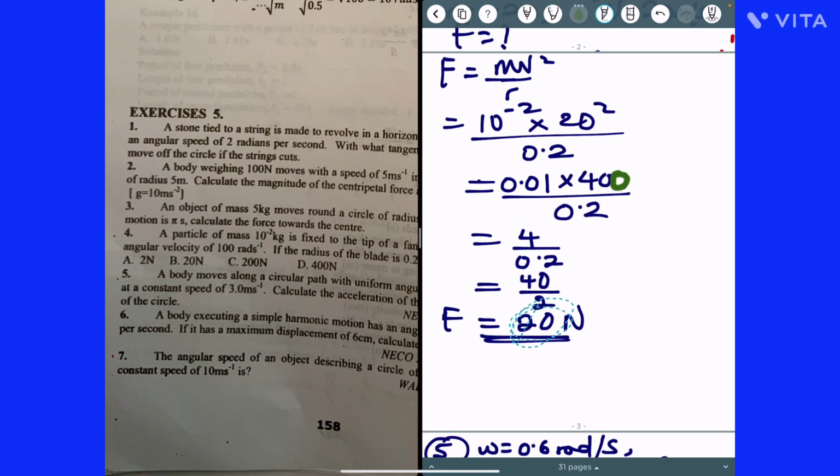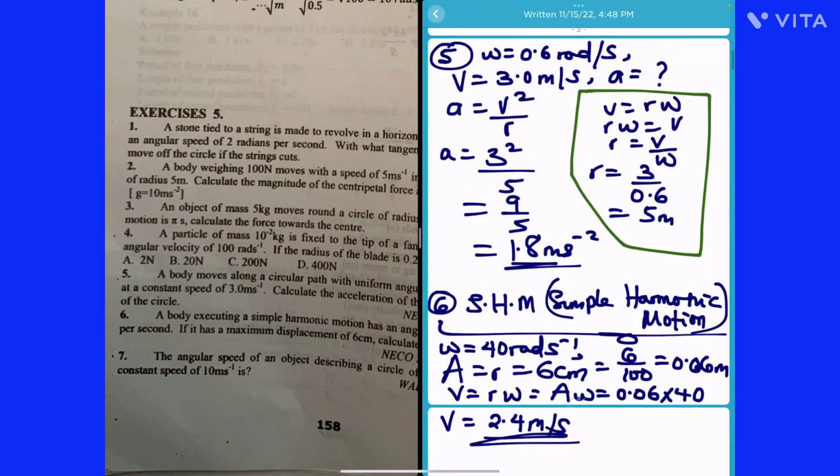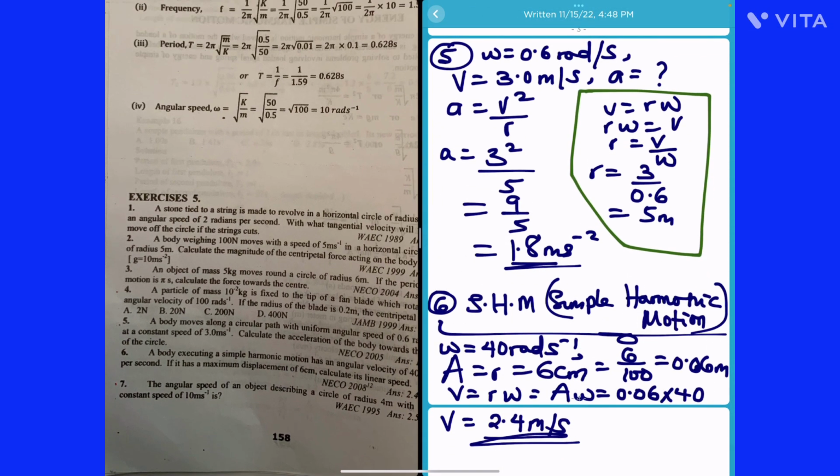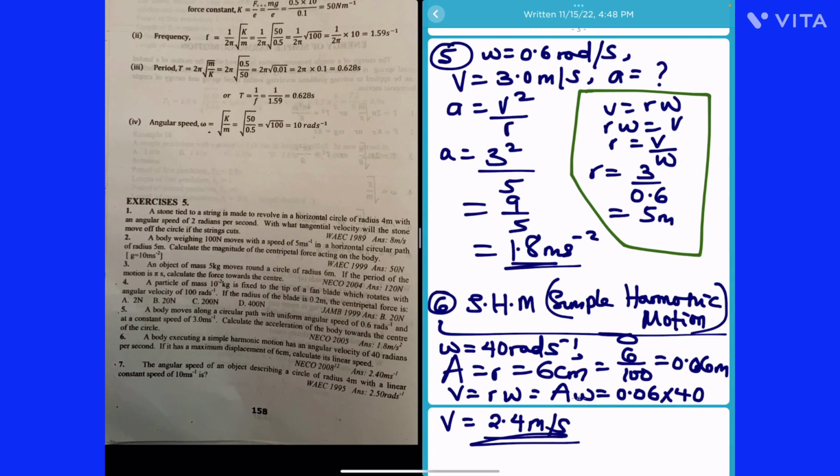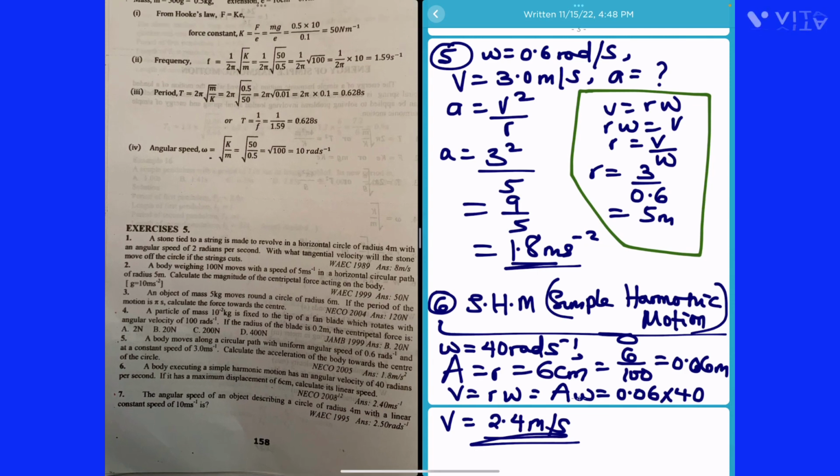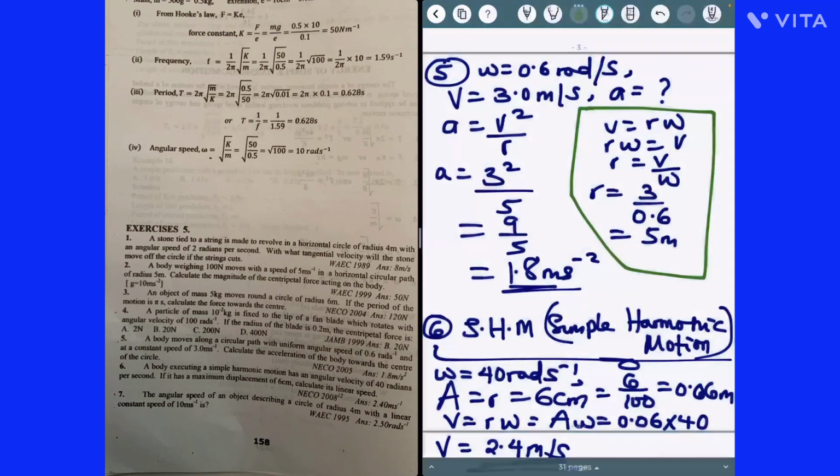So the centripetal force is what? 20 newtons. Now, in the next question, question 5 says, a body moves along a circular path with uniform angular speed of 0.6 radians per second and at a constant speed of 3 meters per second. The speed is v, 3 meters per second. The angular speed is 0.6 radians per second.